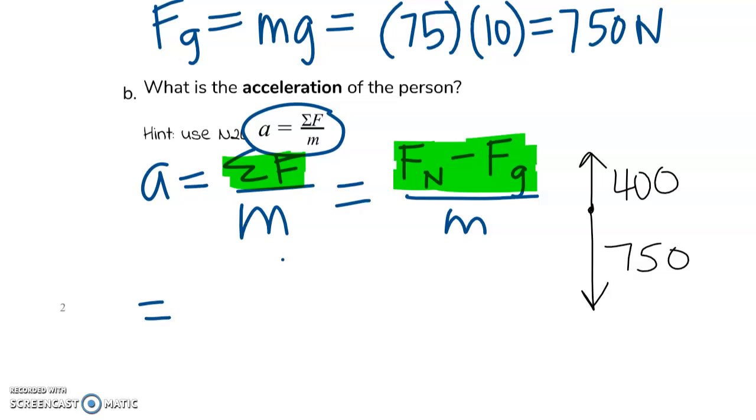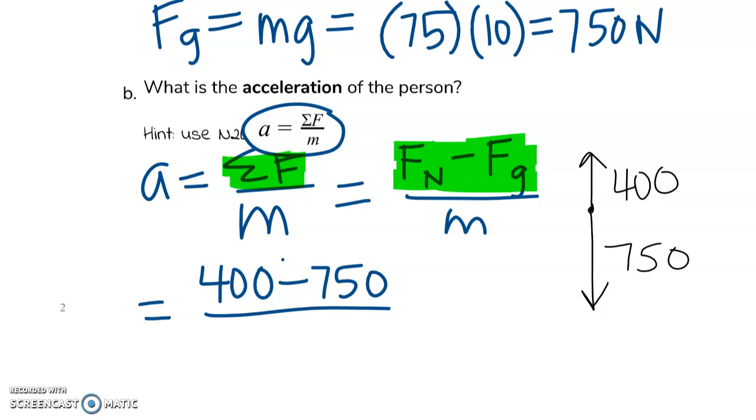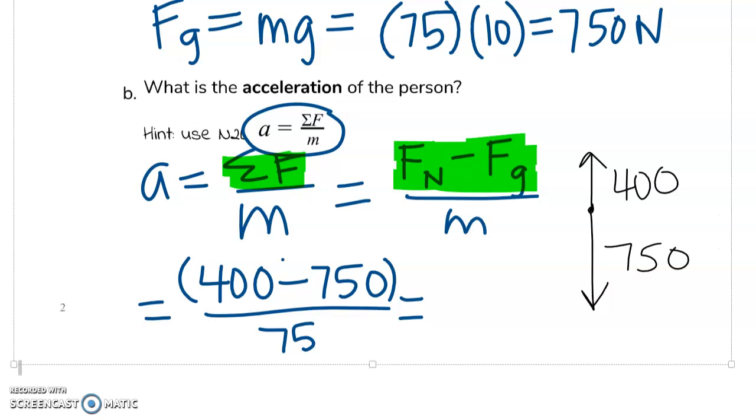I can continue to show the process by plugging in numbers that I know for normal force and the force of gravity. I also know how much mass from the problem, 75 kilograms. And I know that's the mass because it's kilograms. To get my final answer for acceleration, I just need to do this carefully on my calculator. Make sure that you're doing the math for the top part before you divide by 75. Otherwise, you would get the wrong answer. So in my calculator, I subtract 750 from 400, and that gives me negative 350.